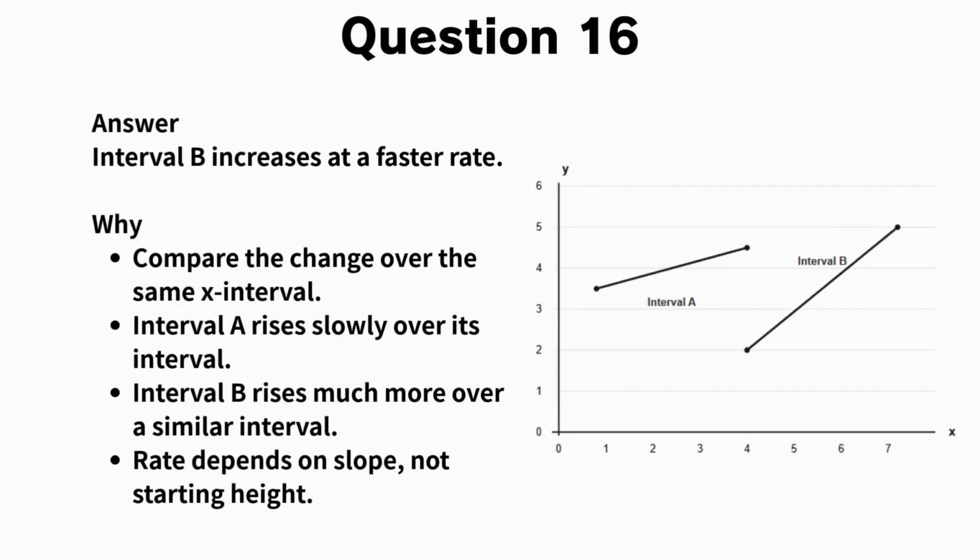Alright, let's go over question 16. Interval B increases at a faster rate. In a piecewise graph, each interval can follow a different rule. To compare rates of change, we look at how much the value increases relative to the change in x within each interval.